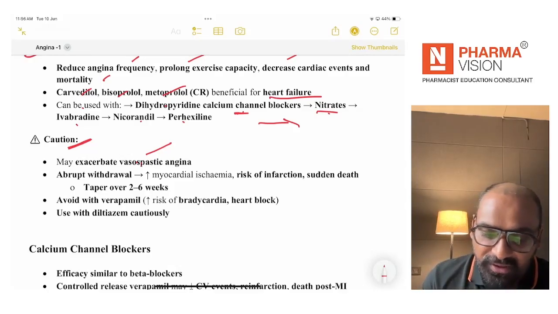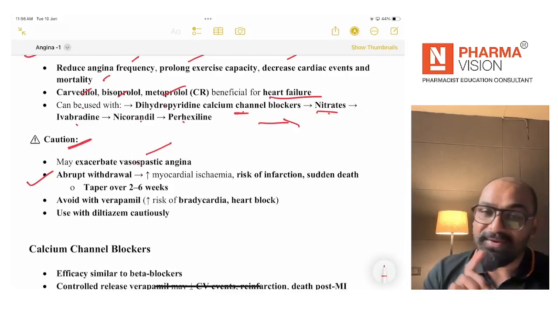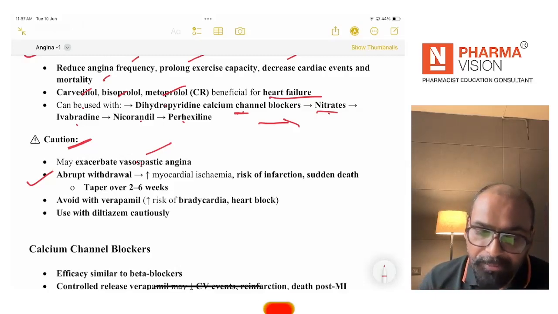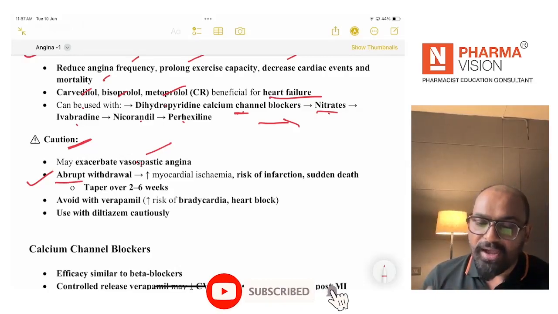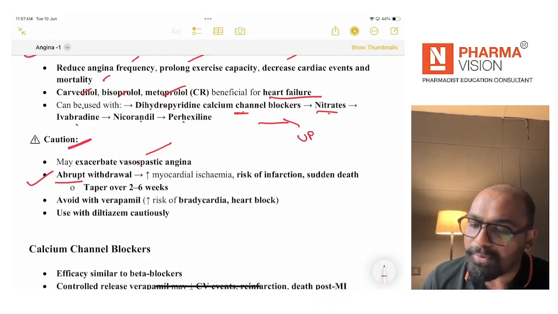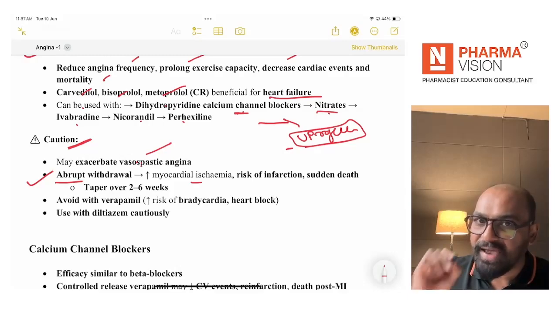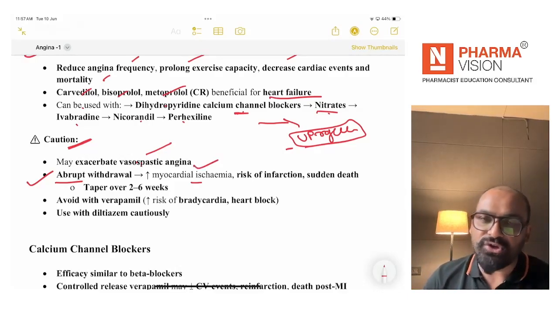Second most important thing, beta blockers must not be withdrawn abruptly. If you are going to withdraw abruptly, meaning suddenly, immediately, in that situation the cellular upregulation has occurred, and that upregulation can cause excessive myocardial oxygen demand, and that can cause myocardial ischemia.